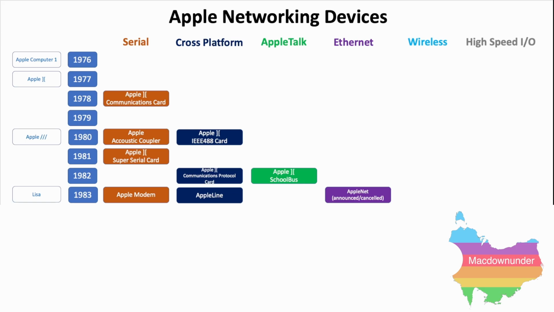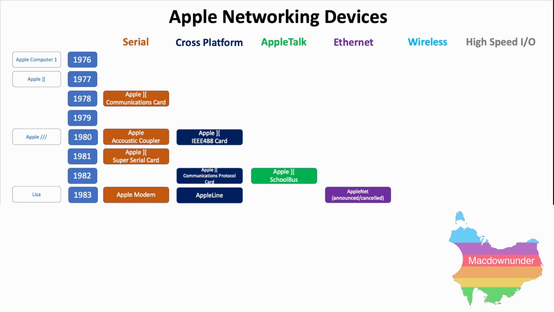In 1983, another big year for Apple, they launched the Lisa, my favourite Apple computer, I've got to say. And that same year, Apple released the Apple modem for telecommunications for all three products, the Apple II, the Apple III, and the Lisa. That same year, Apple also released AppleLine.